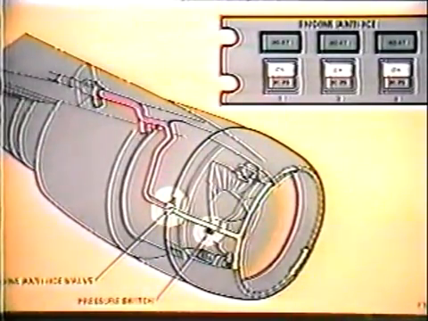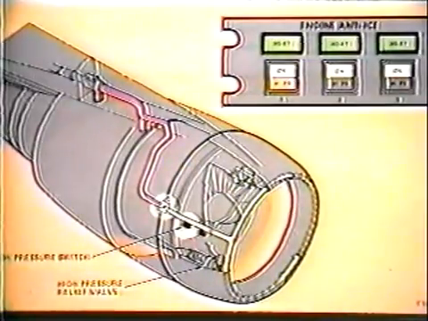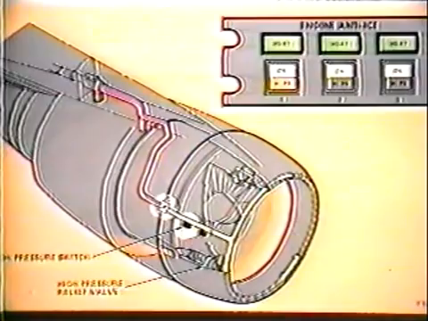The heated areas are the nose cowl inlet lip and the EPR probe. Each engine has a high-pressure relief valve protecting the nose cowl against overpressure. Should the nose cowl pressure increase above normal, the high-pressure light on the engine anti-ice panel will illuminate. The relief valve will vent the excess pressure overboard.